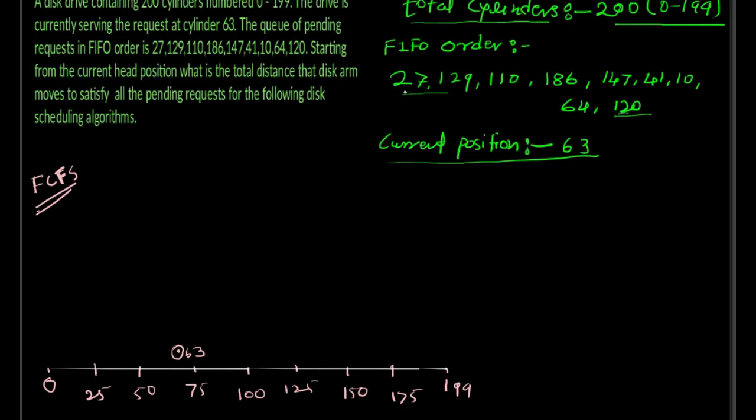So what is the first request? First request is 27. So we will move to the first request. The first request will be approximately here. These problems can be easily solved with the help of graphs, so you should draw a graph.